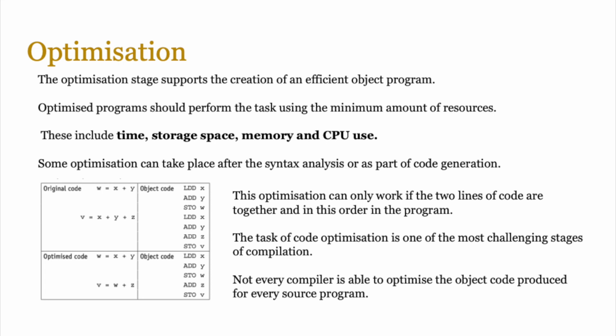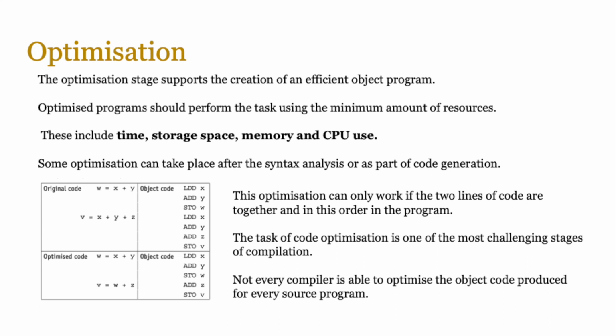The task of code optimization is often one of the most challenging stages of compilation, and not every compiler is able to optimize the code that's produced for every source program. However, there are possibilities within code that can be optimized. Now, there's an example on screen which highlights this really well. You've got some original code which says w is equal to x plus y, v is equal to x plus y plus z. Now, when we compile it, we get load x, add y, store w, load x, add y, add z, and then store the value in v.